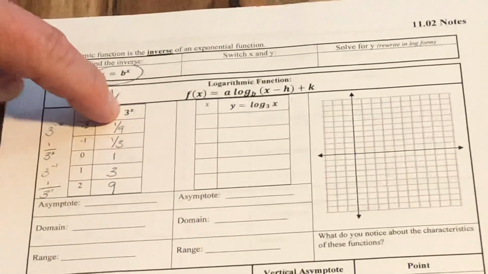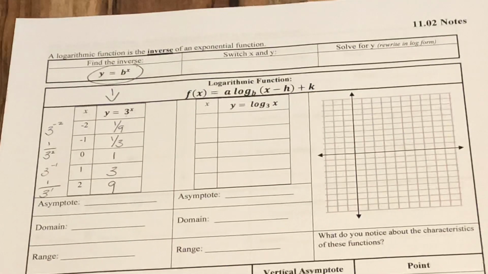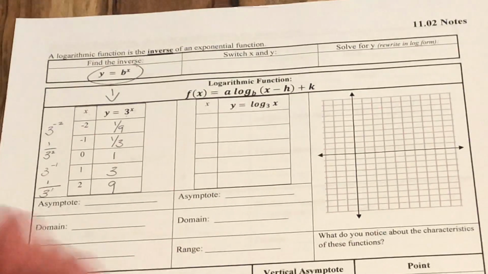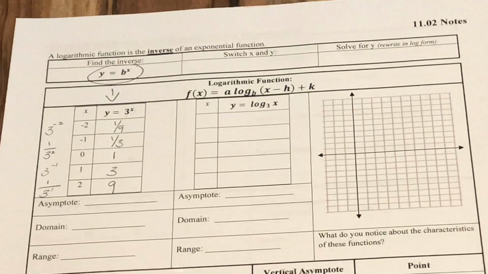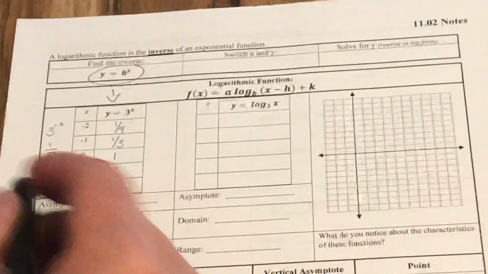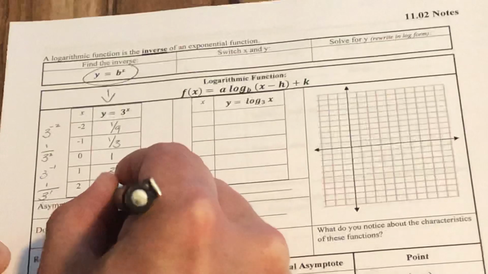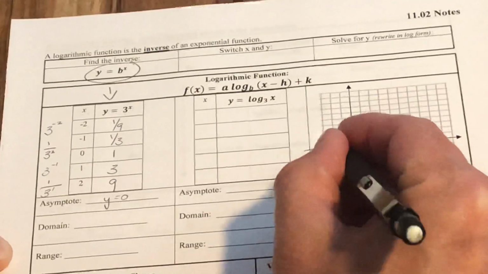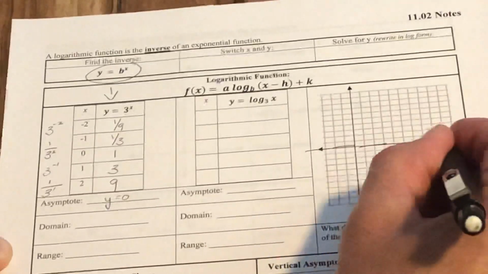It's a growth function because 3 is greater than 1. It's not a fraction. It is not negative, so it doesn't reflect or flip or anything like that. So our asymptote is going to be y equal to 0. That's our baseline asymptote, which is there.